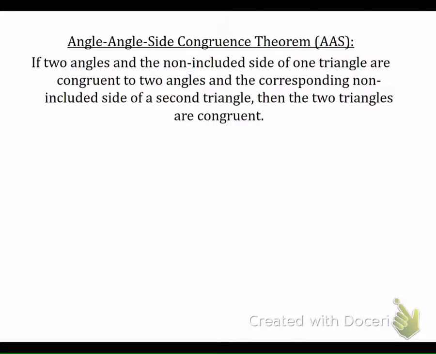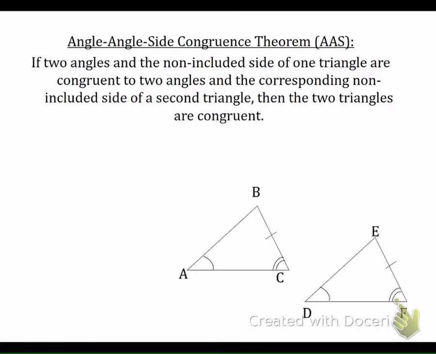All right, the next one is very similar, like I said, but it's now the side that's not included. So if you have two angles and the non-included side of one triangle congruent to two angles and the corresponding non-included side of the second triangle, then the two triangles are congruent. So here's what it would look like in a diagram.